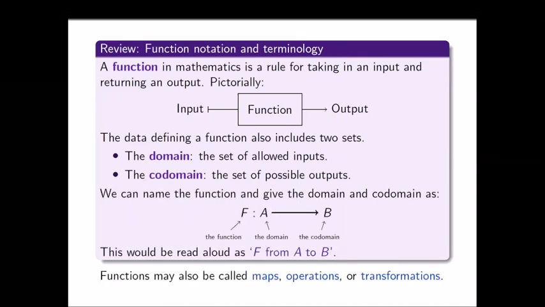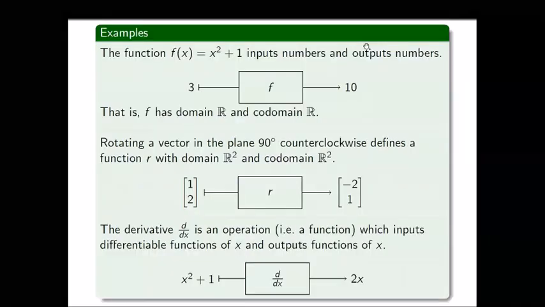We can also give the function a name, and we can write a given function as an assignment from the domain to the codomain, and we read it out aloud as f from A to B. And we also call functions sometimes maps, operations, or transformations. So let's look at a few examples.